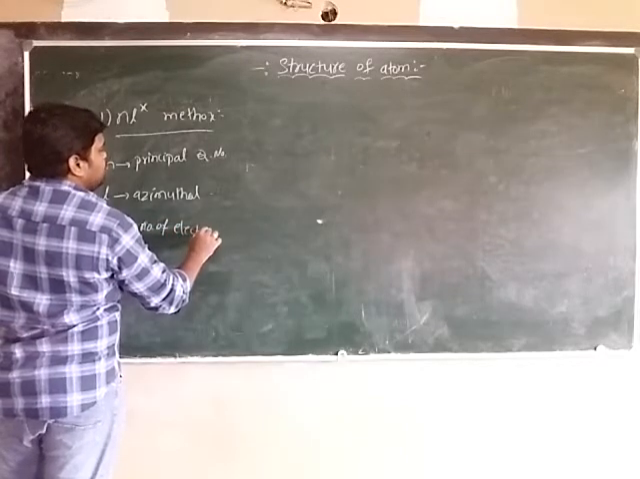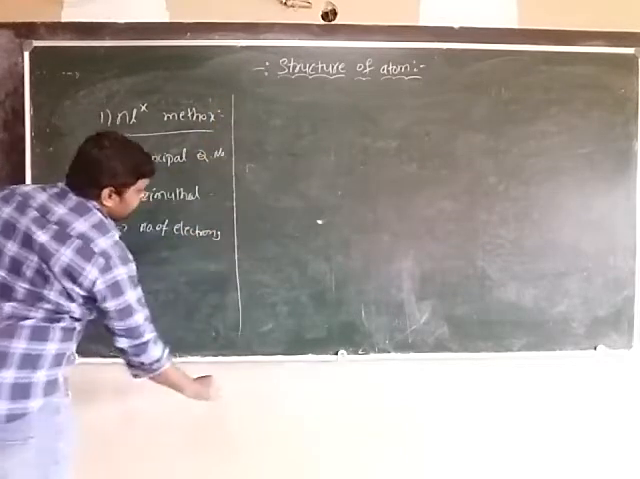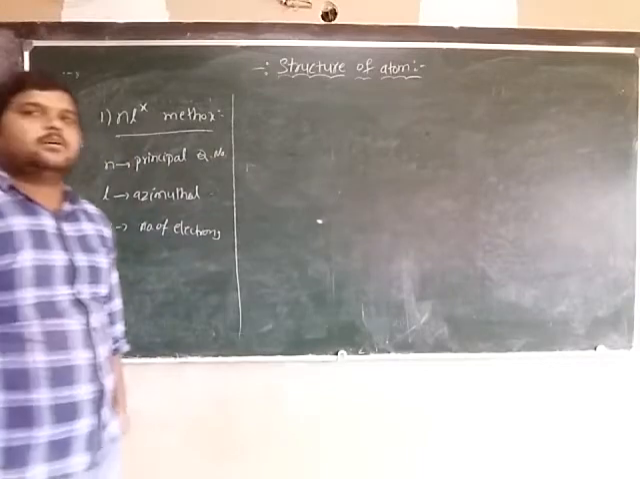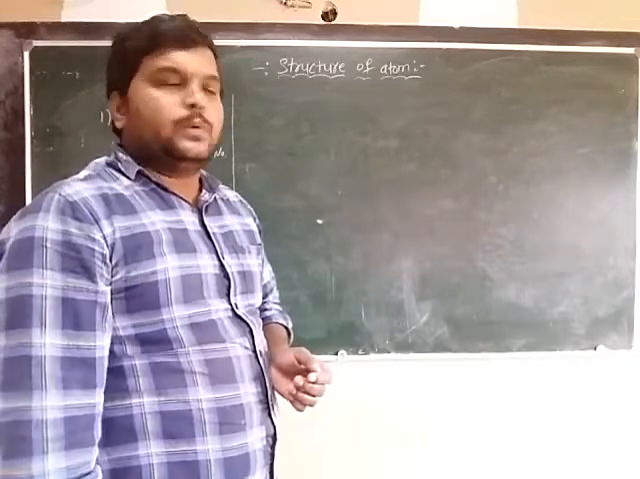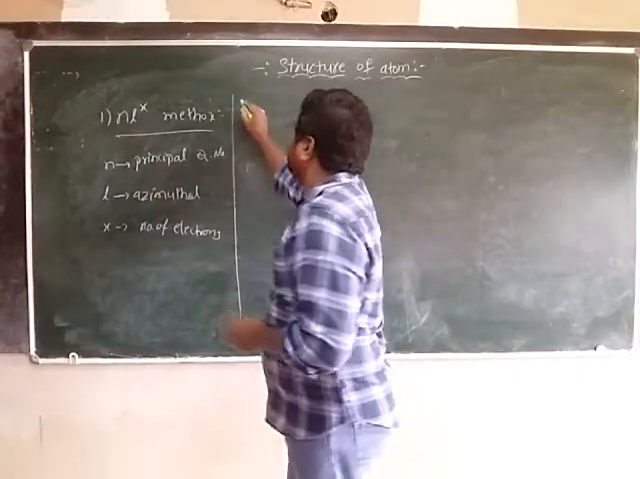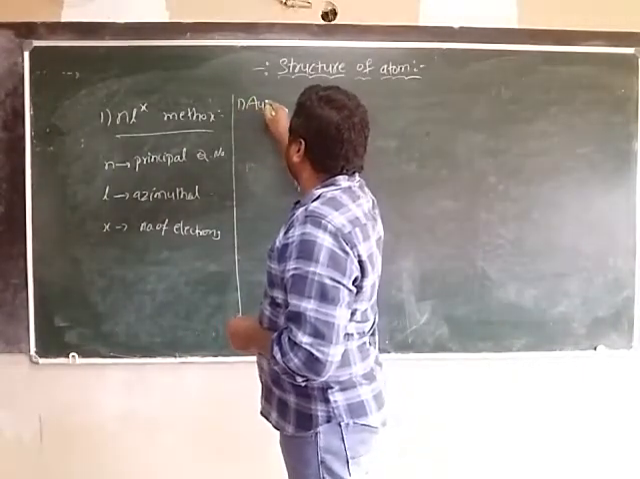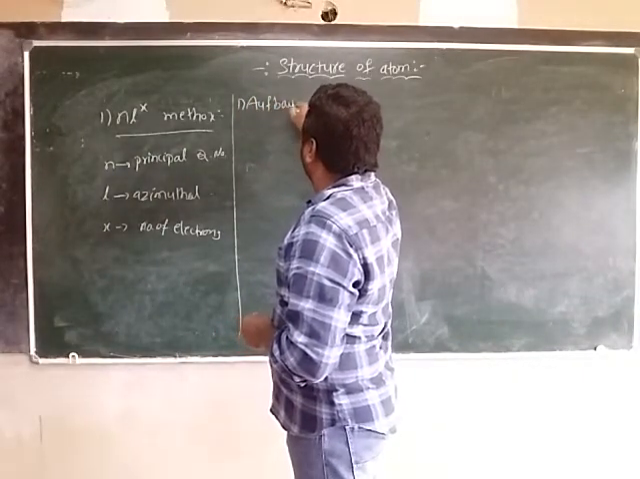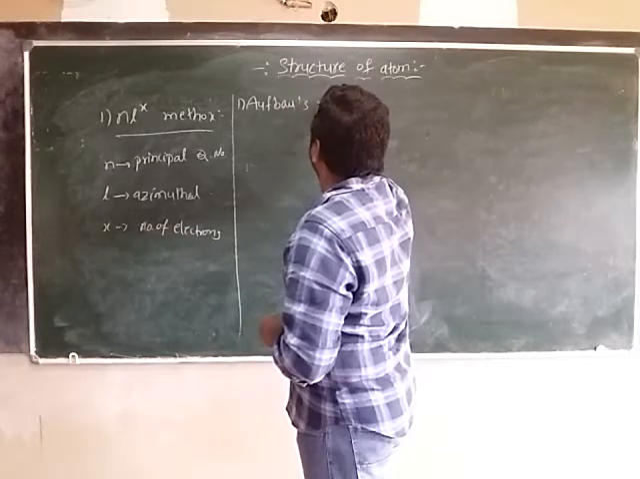To fill the electrons in a particular orbital, we follow a few rules. The first one is Aufbau's principle.